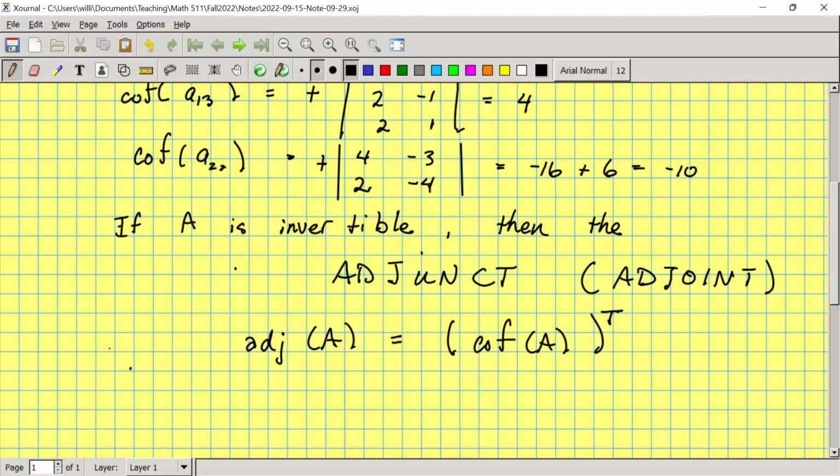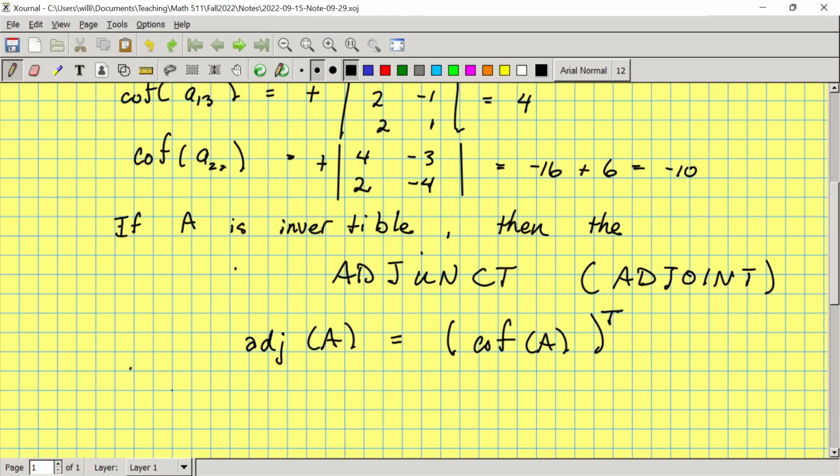And you can always compute the cofactor matrix, whether the matrix is singular or not. Even if it's a zero matrix, it has a cofactor matrix. And you can transpose any matrix, even if it's a zero matrix. So the adjunct always exists. You can always create the adjunct matrix. You just have to find the n squared cofactors and transpose the cofactor matrix. Okay?